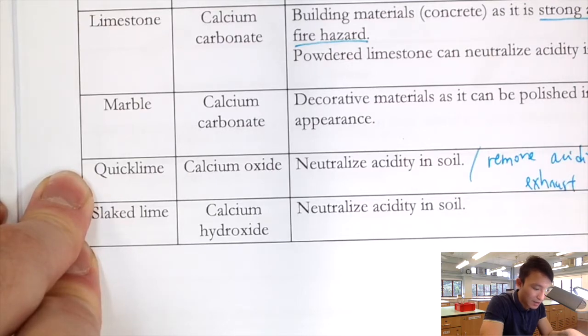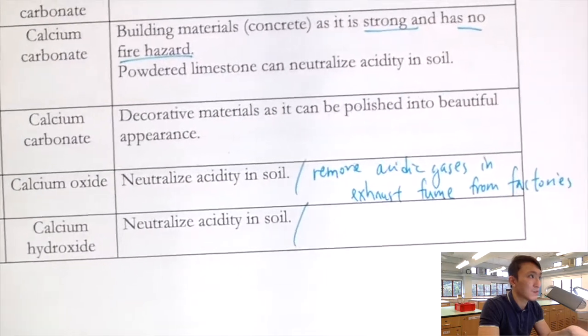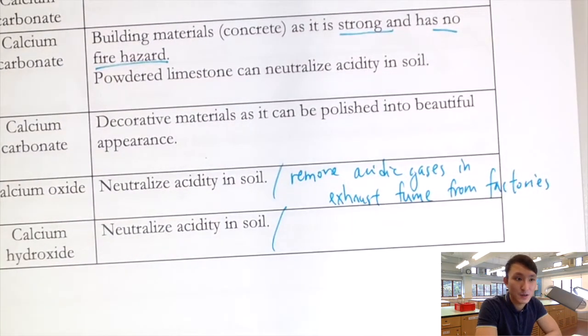So a lot of factories will produce acidic gases because factories require electricity to operate, and one of the common ways to get electricity is to burn coal, right? When you burn coal to generate electricity, you also produce a lot of acidic gas, such as sulfur dioxide and sulfur trioxide. So quicklime and slaked lime can be used to capture or remove those acidic gases so that less acidic gases will be emitted out to the surrounding.